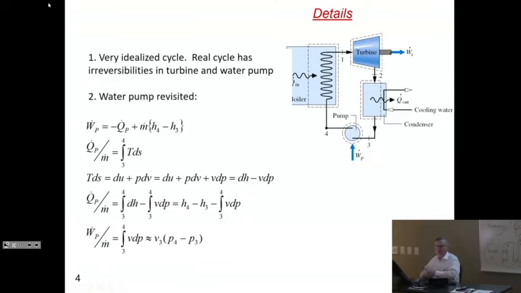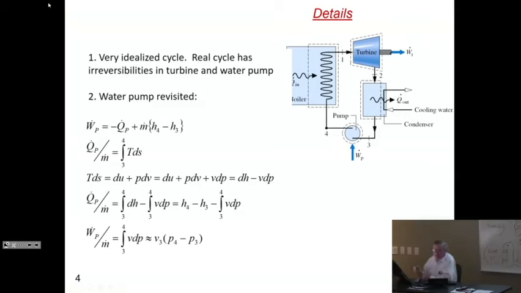Now, we have to revisit these things. There are two things that are going to be changed. First of all, the cycle is extremely idealized. The real cycle has, of course, irreversibilities in the turbine and in the pump. And of course, it has pressure losses across the heat exchangers, which we have completely neglected. So for the rest of the chapter, we're going to go down the list of problems and then a catalog of solutions to the problems to get the efficiencies back up.